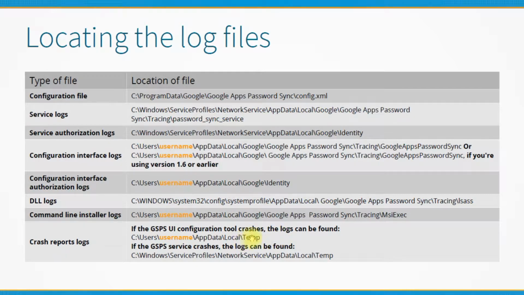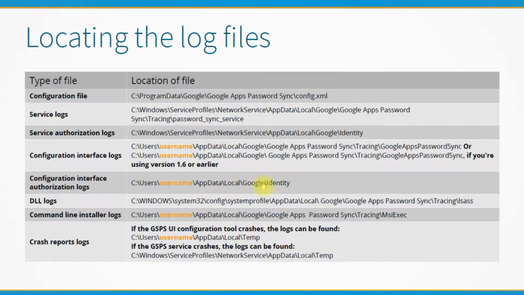So again, if you get the service crashing constantly or it suddenly crashed, then you'll have to go to the C Windows Service Profiles path to find whatever is going on. If the graphical configuration interface itself crashed on you, then you have to go to C users, then username, AppData, Local Temp to find the error number and the error details.